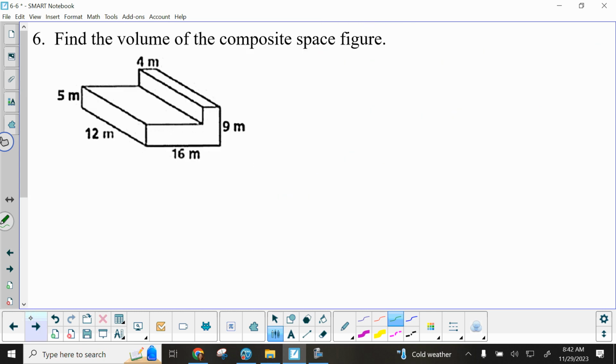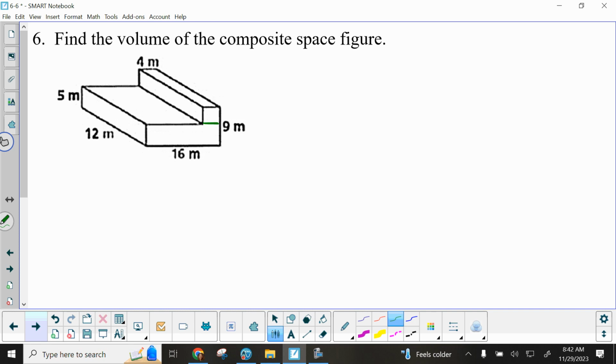All right, find the volume of this one. So I'm going to give you a little think time. So would you pause the video and try this? I'm going to jump into it. And I do want to acknowledge that there's more than one way to do this. So I'm going to cut right here and look at this as two rectangular prisms.